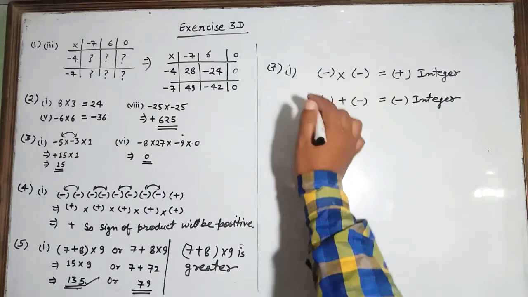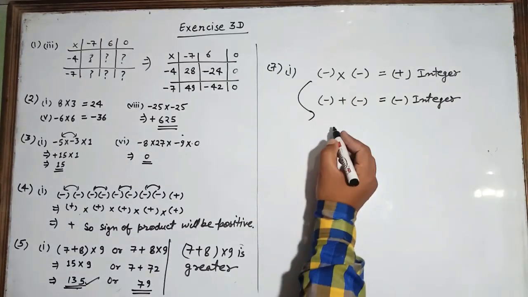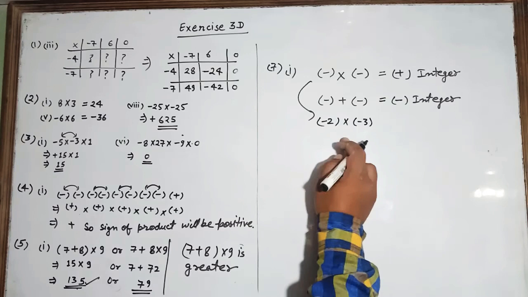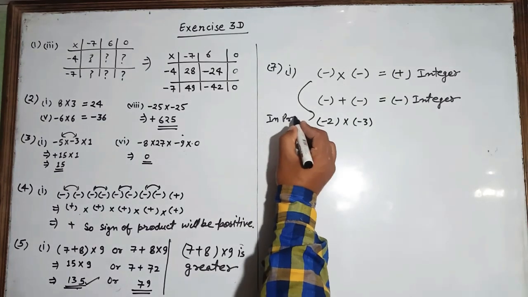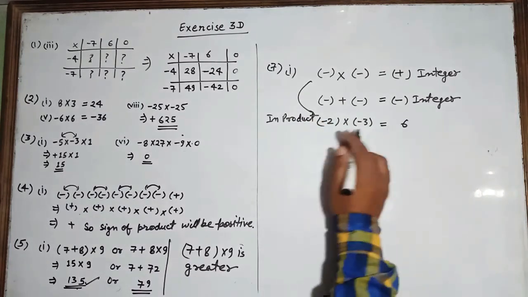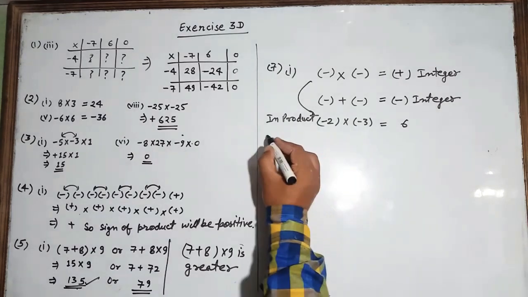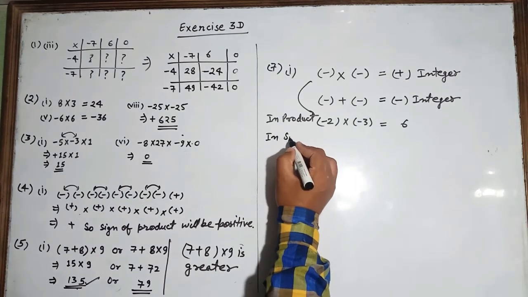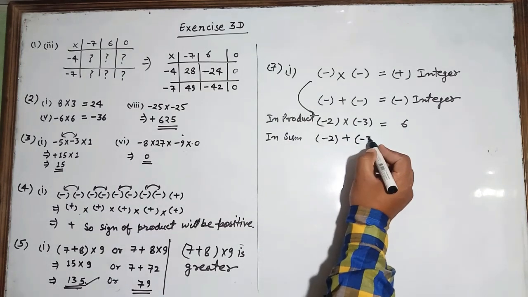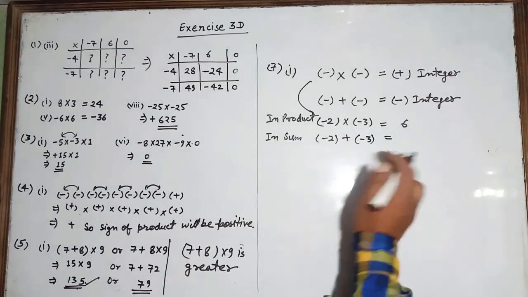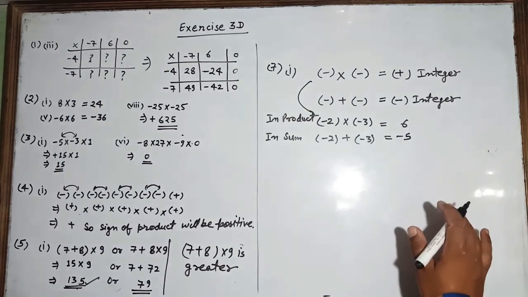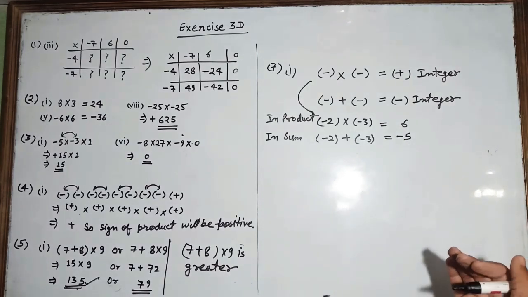This is the difference. Or you can take examples also, like -2 into -3. Here we are multiplying, in product. In product what will it be? 2 times 3 is 6, minus into minus is plus, means a positive integer. In sum, -2 plus -3 will be -5. In this way you can explain this one. Now come to the second part, you can try on your own.